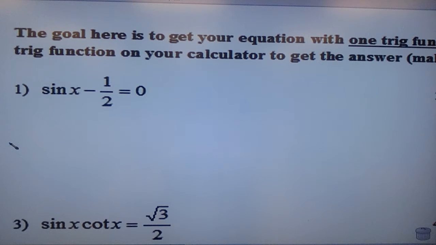So you may need your calculator for some inverse functions, but most of these will be solved using your trig table. So let's look at the first one. What you always want to do first is isolate the trig expression. So we're going to isolate sine by adding 1/2 to both sides. So let's add 1/2 to both sides.